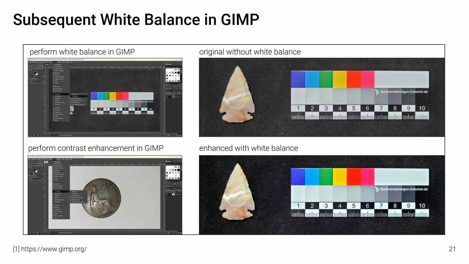A good way to perform the white balance of a photo afterwards can be applied quickly with GIMP. Simply load the image and select the sub-item Automatic in the menu item Colors and then perform white balance. On the top left we see GIMP, where we can apply the automatic white balance via the menu. Below we see that also different possibilities of contrast enhancement are offered. On the right we can see the original image above and the enhanced one with white balance below.